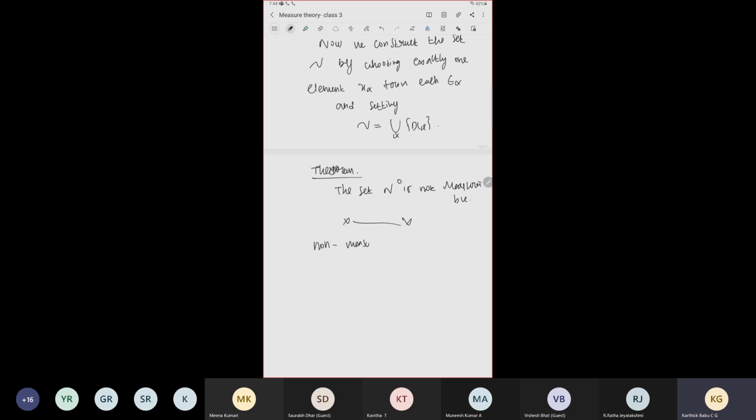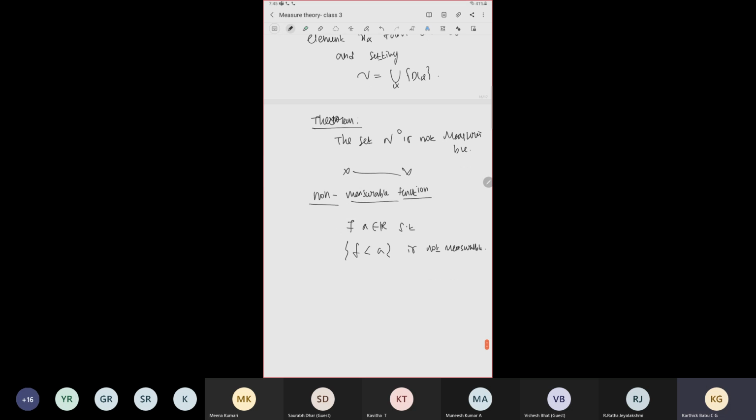We know the definition of a measurable function. So for it to be non-measurable, there must exist some A belonging to R, where the function is defined on some set E to R, such that the set where f is less than A, or f bigger than A, is not measurable. So we have to say this. What might be the natural choice for a non-measurable function? Can anyone suggest?